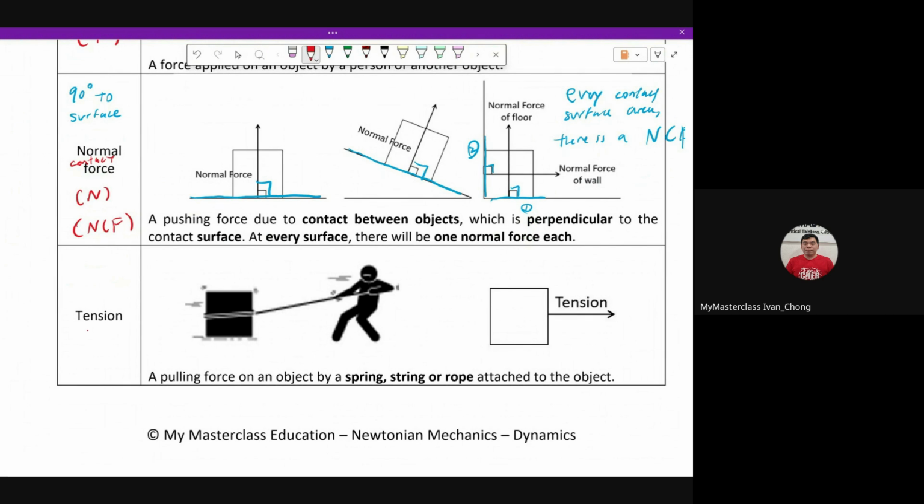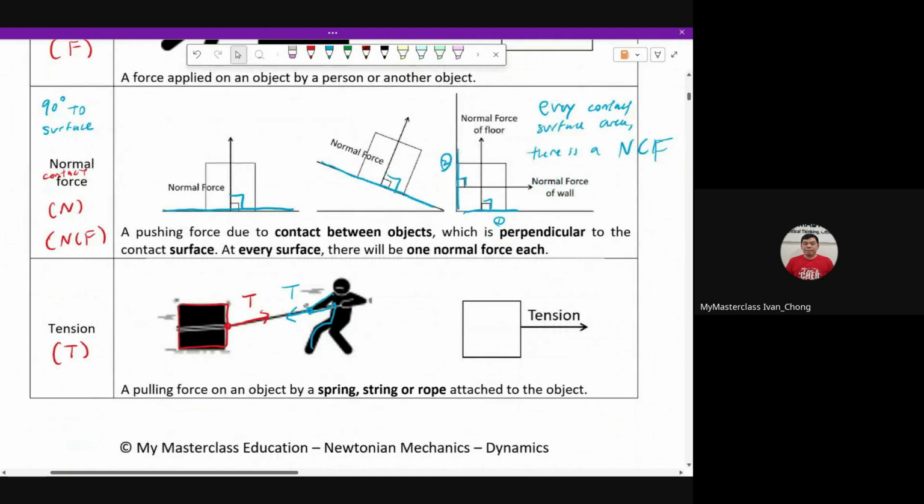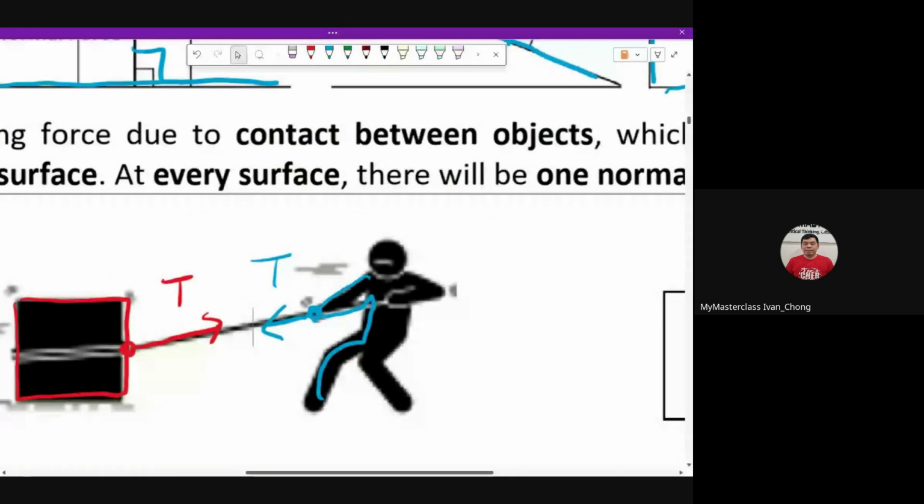Next one, let's talk about tension. Tension we usually denote with a capital T. If you're pulling the box over here, how do we draw your tension? It will always be from the side of the box towards the rope. However, if you want the tension on the man, this is the contact surface area. Don't forget, all of this that we're talking about are contact forces. So this is the point of contact, and therefore he will have a tension in the opposite direction in this case.